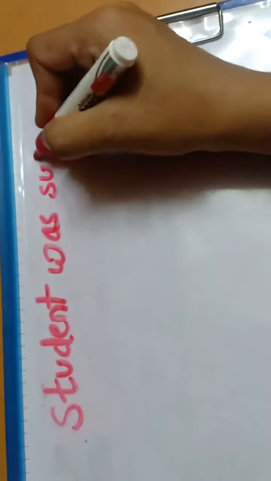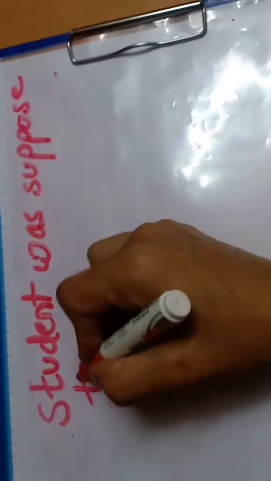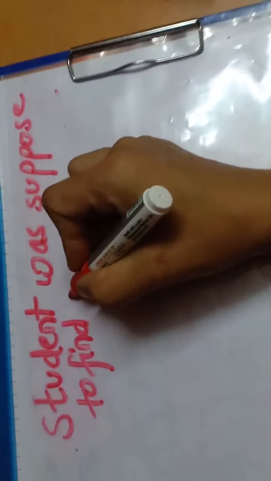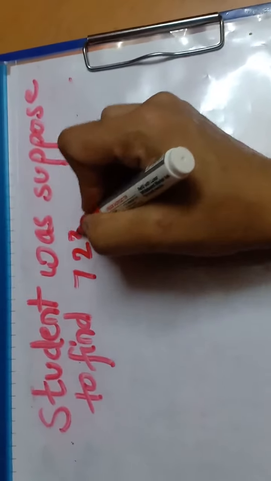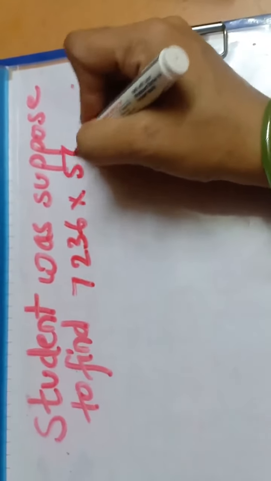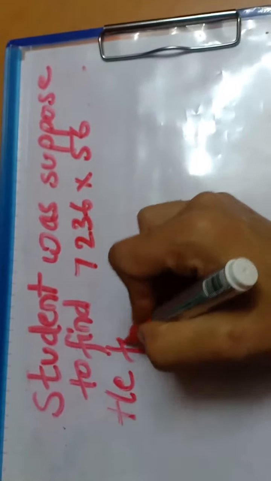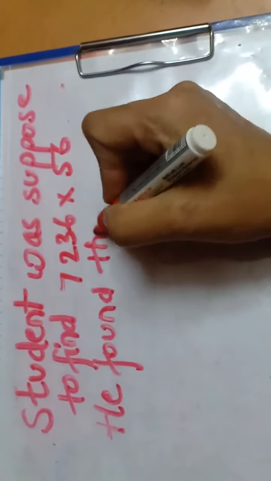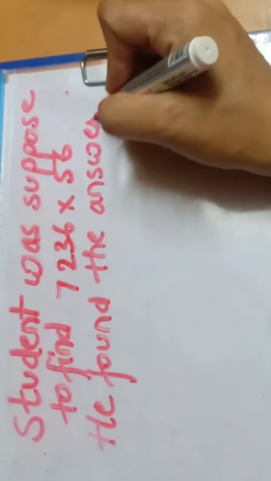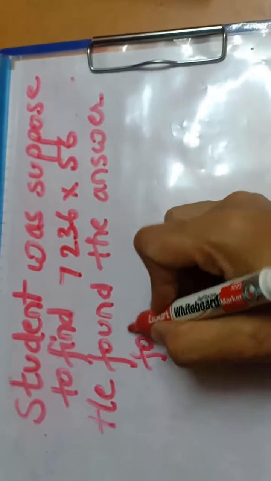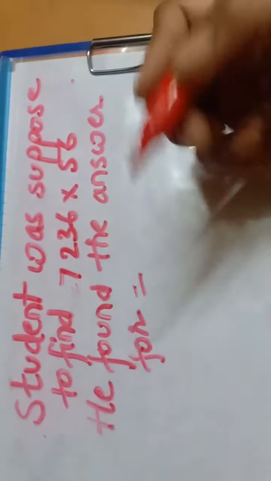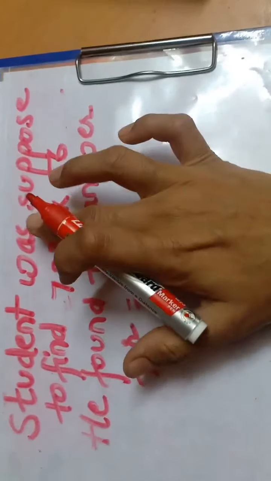So now how are we going to write this sum? Okay. So we'll write student was supposed to find 7,236 multiplied by 56. He found the answer for... statements. You can write in your own words. Okay. The statements, they can be any, but these numbers, these operations, they are going to remain the same.